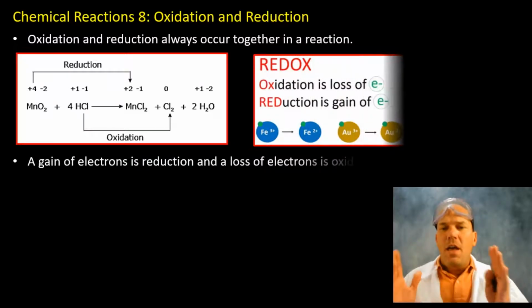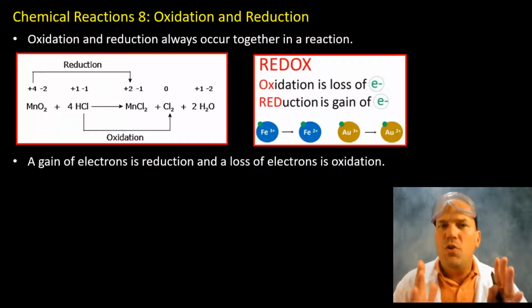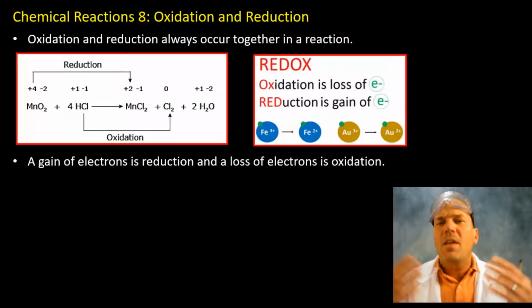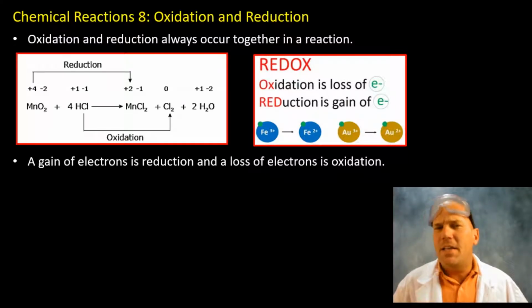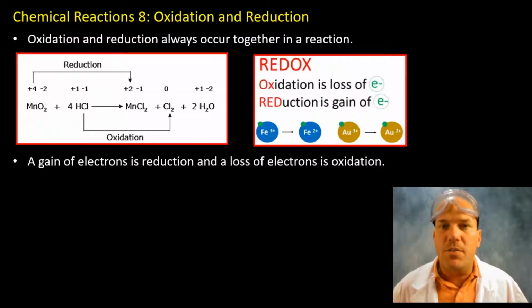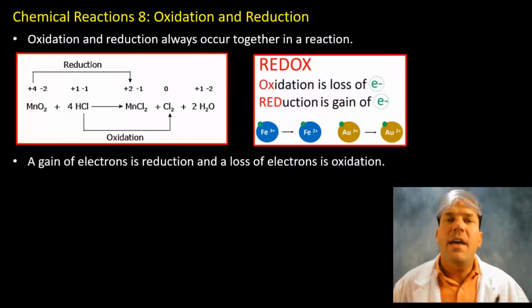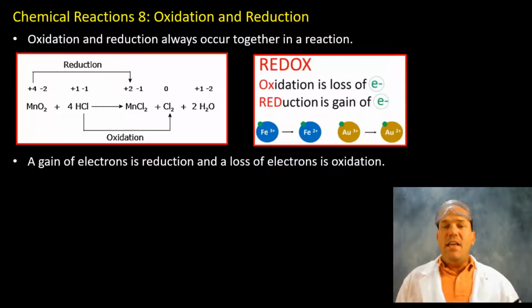I'm going to talk to you about a couple of mnemonics to help you remember the difference between oxidation and reduction. So, as I've said, oxidation is a loss of electrons, whereas reduction is a gain of electrons. Take a look at the schematic in the upper right-hand corner here, and you can see that in this case, iron 3+ has been converted into iron 2+. So its oxidation state has decreased, which means iron has undergone reduction. It has undergone reduction because it has gained one electron.